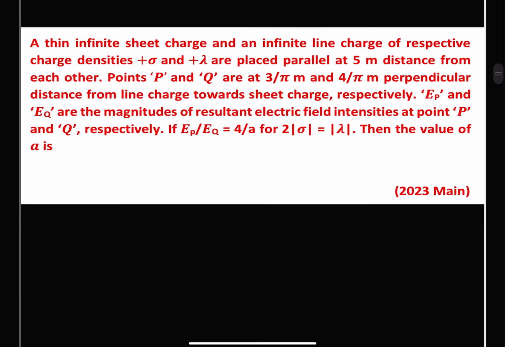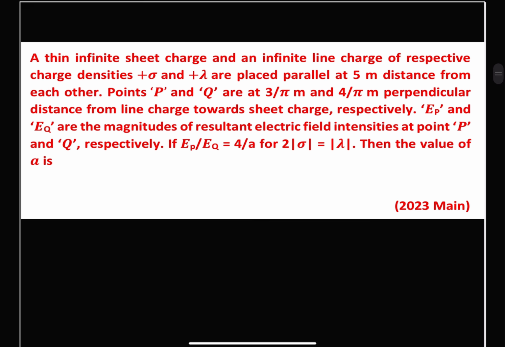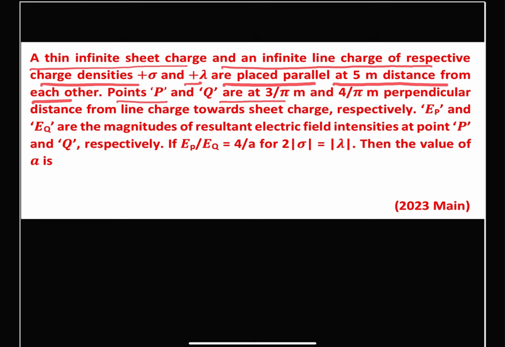In this question it states that a thin infinite sheet charge and infinite line charge of respective charge density plus sigma and plus lambda are placed parallel at 5 meter distance from each other. Points P and Q are 3 by pi meter and 4 by pi meter perpendicular distance from the line charge toward the sheet charge respectively.